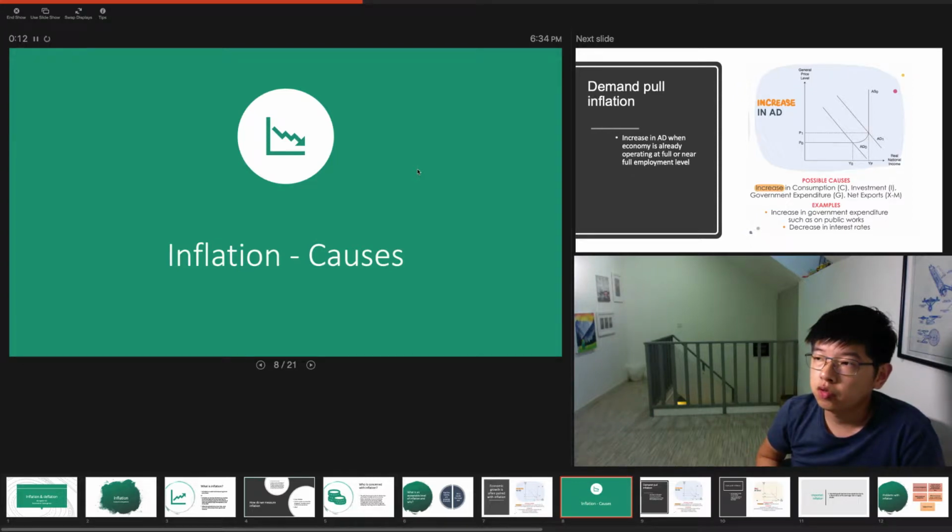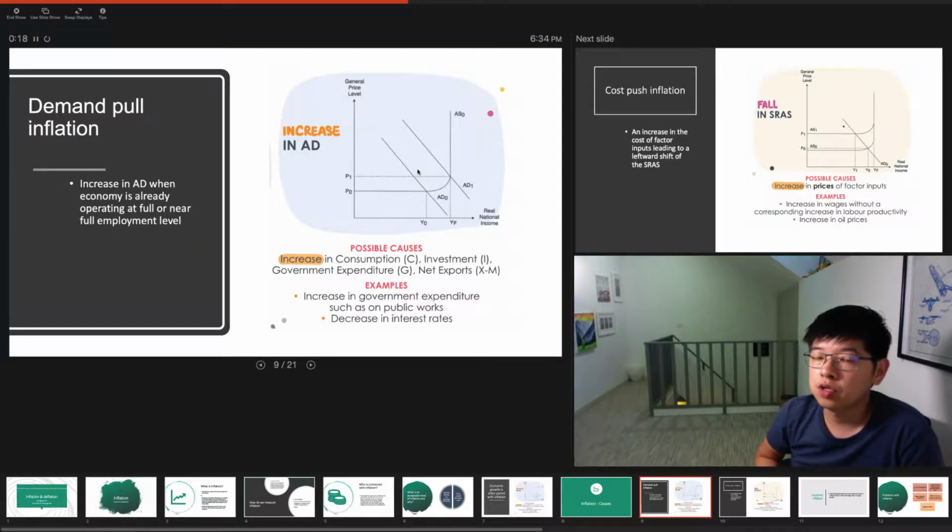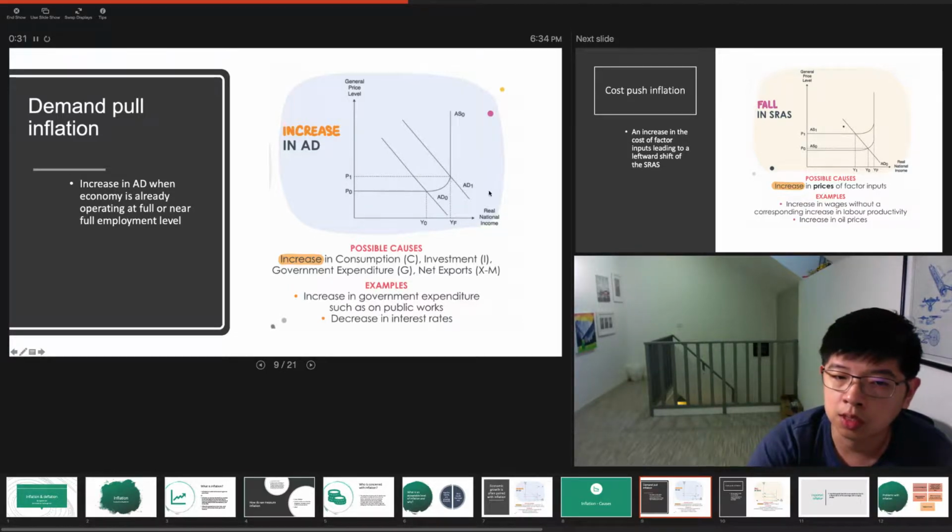Now let's talk about the three different causes of inflation, three primary causes of inflation. So the first type of inflation, we look at demand pull inflation. Demand pull inflation happens when you have an increase in aggregate demand where the economy is really operating either at full or near to full employment level. Now how does this happen? So let's take a look here.